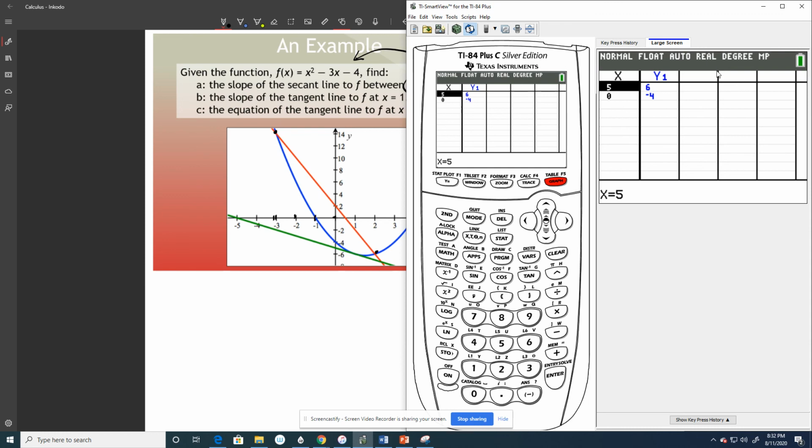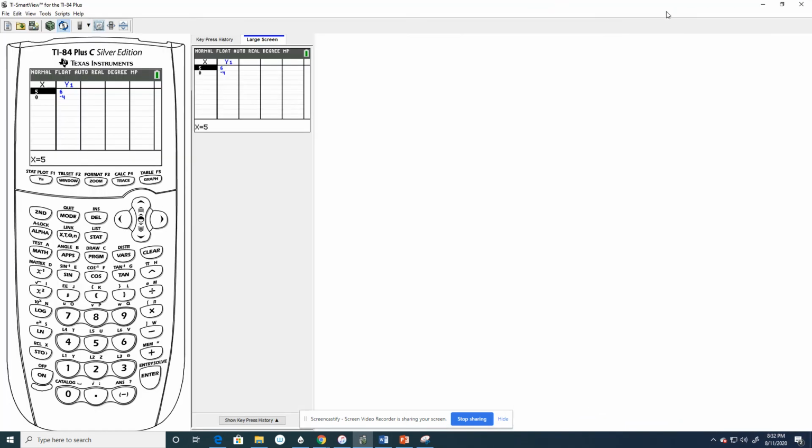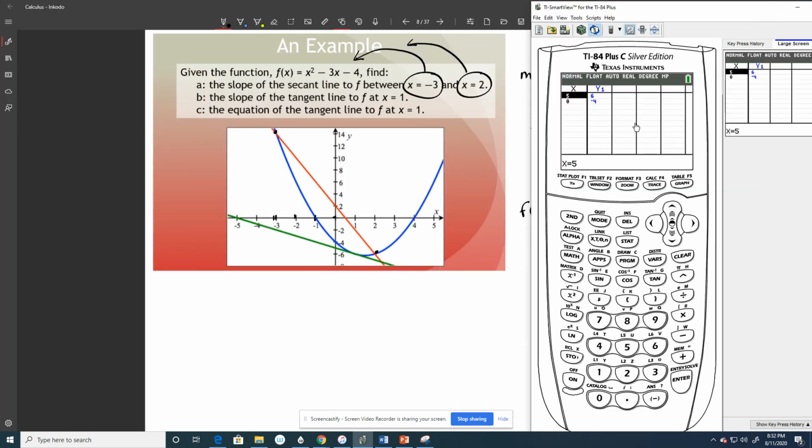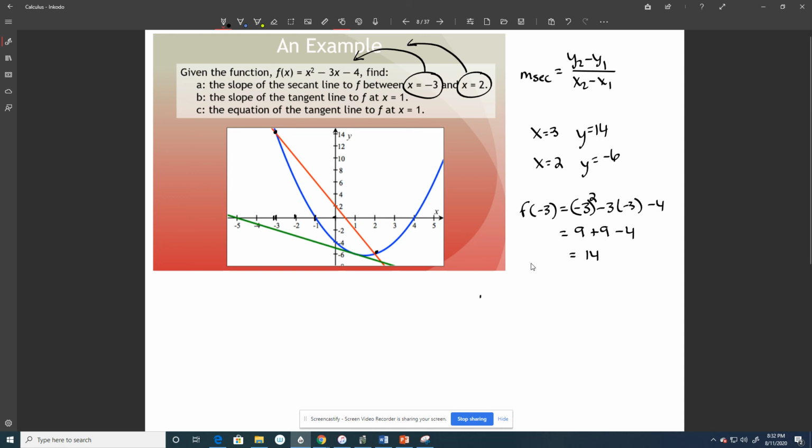I'm going to go to second table. And I'm interested in when x is equal to -3. So if I type in -3 and hit enter, it tells me that my y is 14. And if I plug in 2, it tells me that my y is -6. I don't care how you find it, but you do need to be able to find it with a picture, without a picture, and without a calculator, because you may not have it on the test.